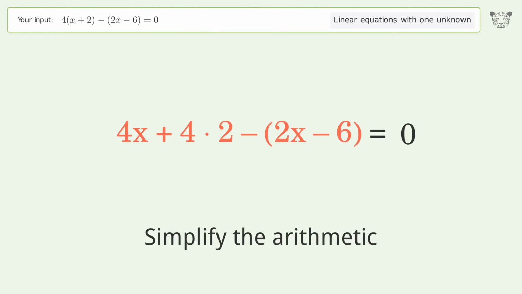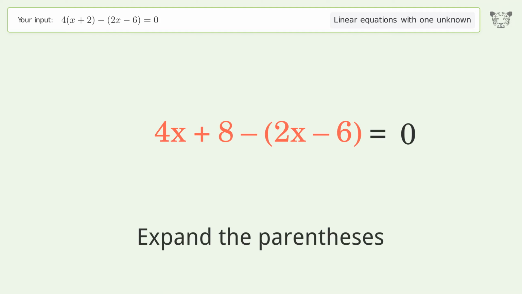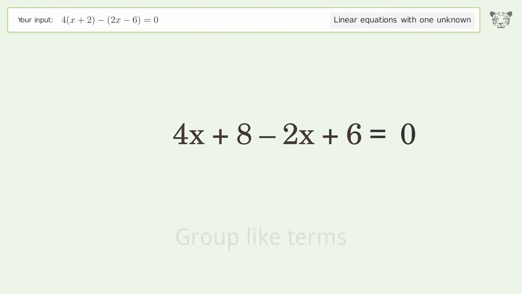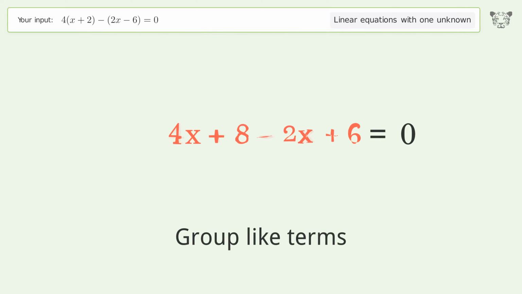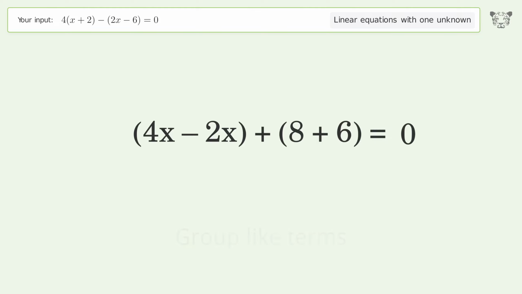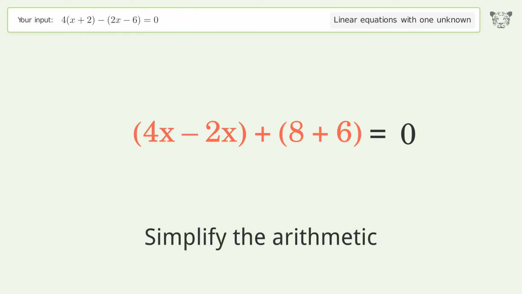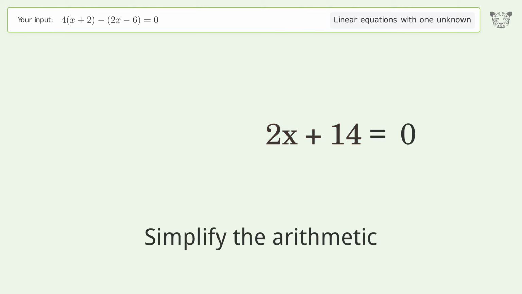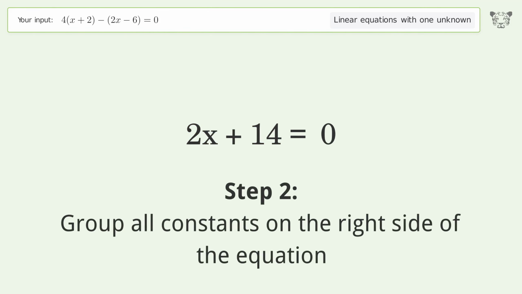Simplify the arithmetic. Expand the parentheses. Group like terms. Simplify the arithmetic. Group all constants on the right side of the equation.